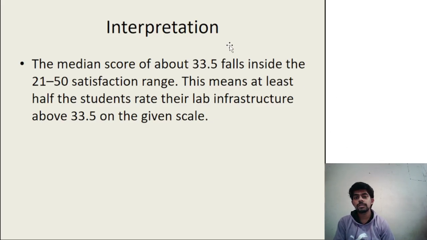So now let's see what is the interpretation from this question. The median score of about 33.5 falls inside the 21-50 satisfaction range, which means at least half the students rate their lab infrastructure above 33.5 on the given scale. So this is what the median class interprets in a statistical analysis.